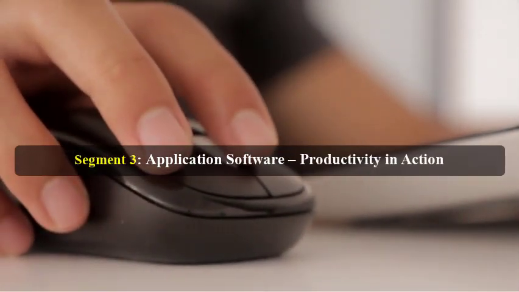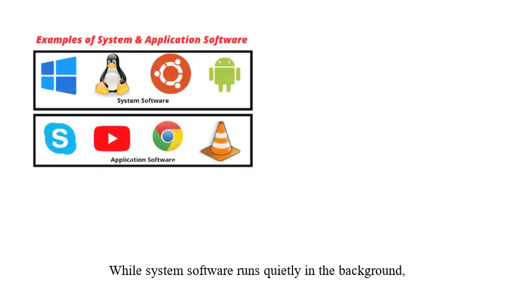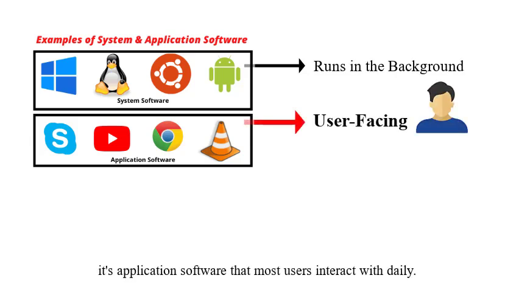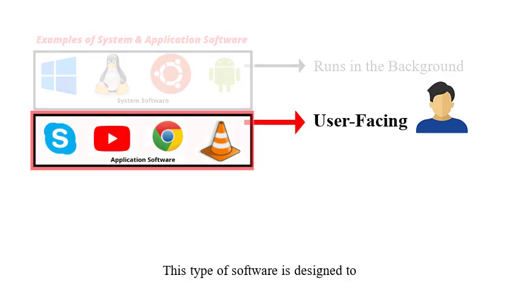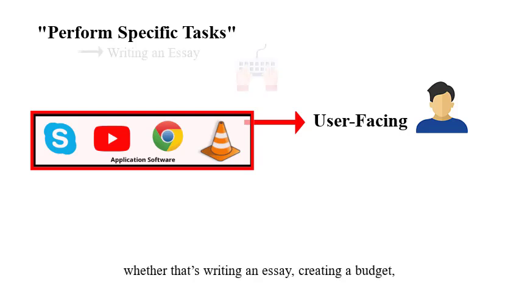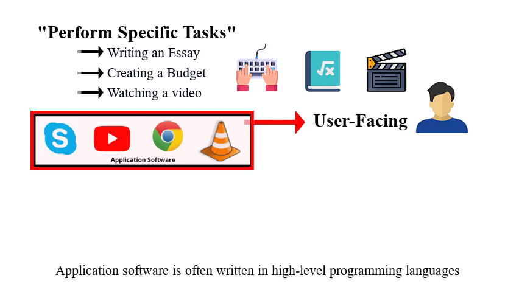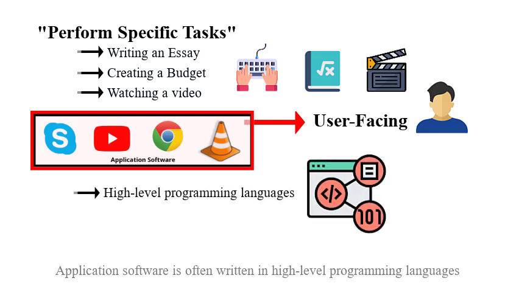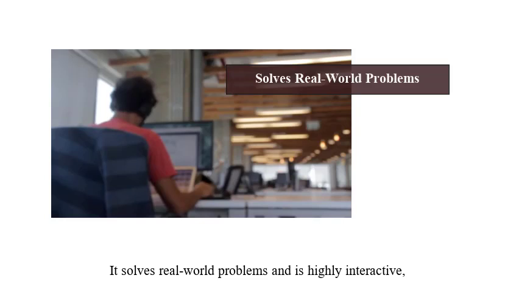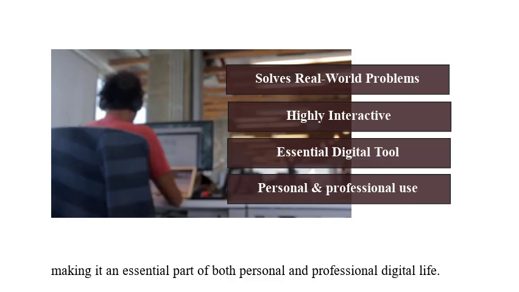Segment 3. Application software. Productivity in action. While system software runs quietly in the background, it's application software that most users interact with daily. This type of software is designed to help users perform specific tasks efficiently, whether that's writing an essay, creating a budget, or watching a video. Application software is often written in high-level programming languages and built with user-friendliness in mind. It solves real-world problems and is highly interactive, making it an essential part of both personal and professional digital life.